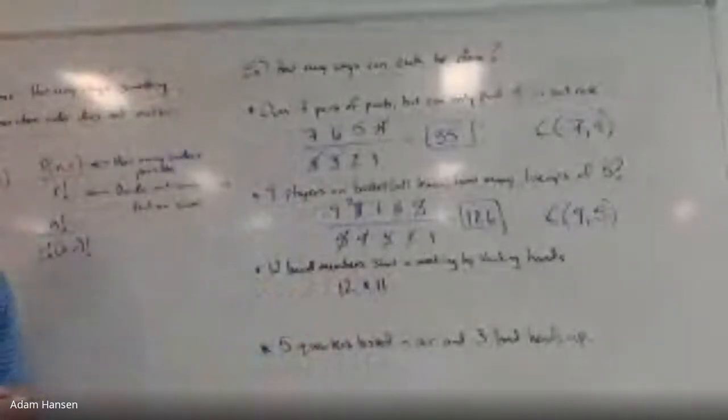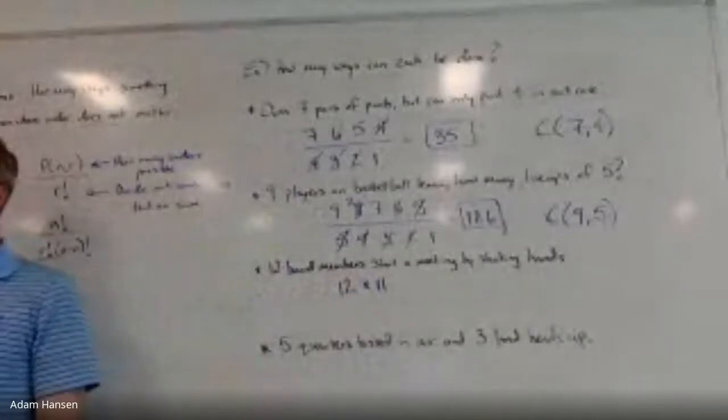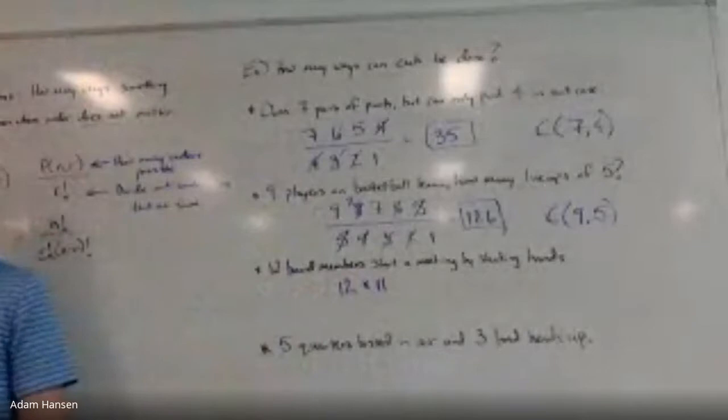Does the order matter? Me shaking Trey's hand is no different than Trey shaking my hand. Doesn't matter. We're just the same 2 people. This is counting too many of them. So what do I have to divide by?